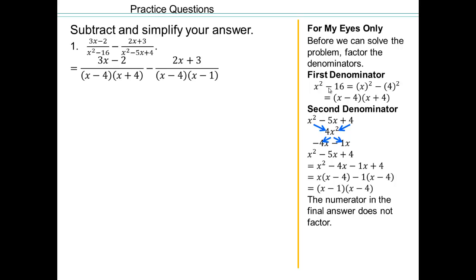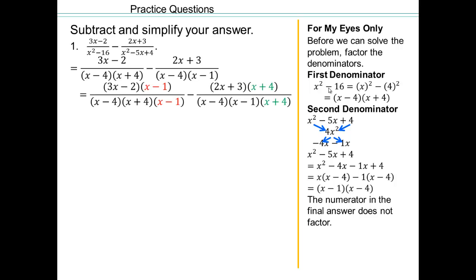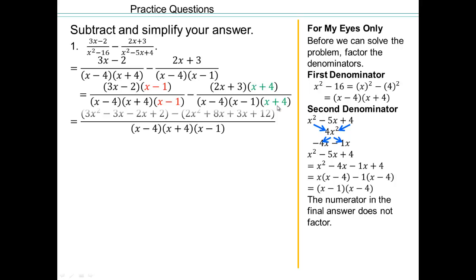So once you have the factors, rewrite it and then make what? Good. A common denominator, which is the least common multiple. So the least common multiple of the denominators will be x minus 4, x plus 4, x minus 1. So we need the x minus 1 factor here, and we need the x plus 4 factor here. Multiply term by term.